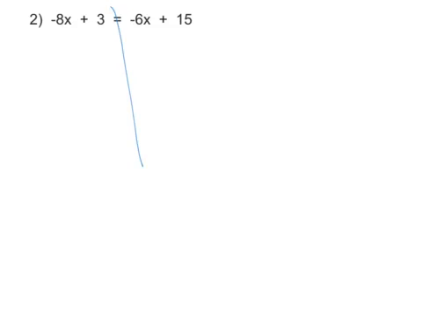So we're going to start with our variables. So negative 8x and negative 6x. We're going to move the smallest, which would be negative 8. So the opposite of negative 8x is a positive 8x. Whatever you put on one side of the equals, you have to put on the other side. So negative 8x plus 8x, that cancels. Leaves you with a 3 on the left, equals negative 6x plus 8x is 2x, and bring down that plus 15.